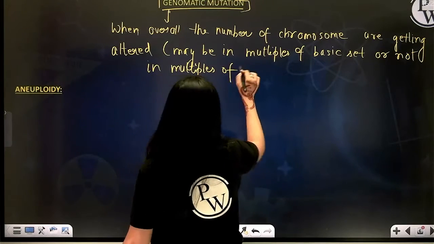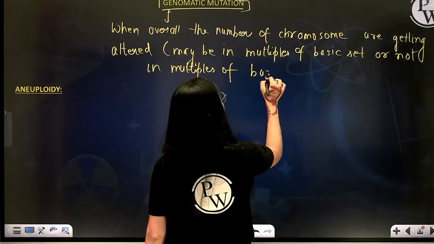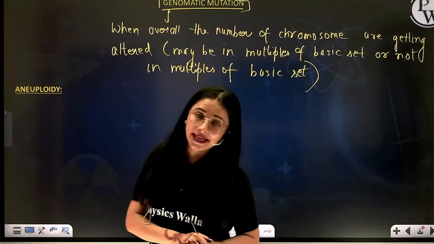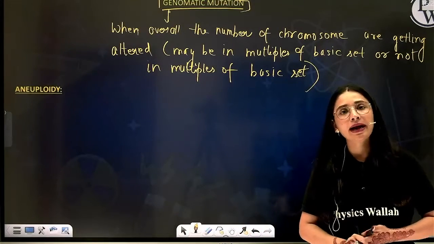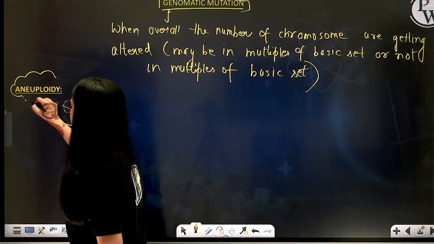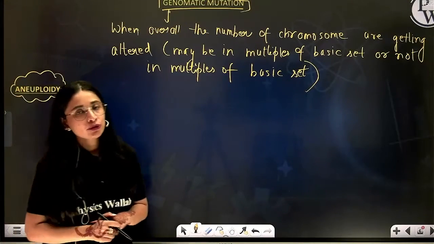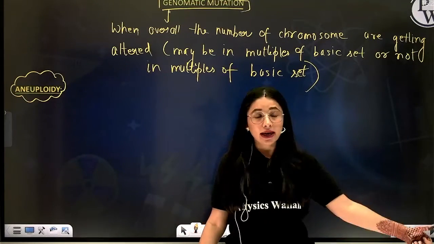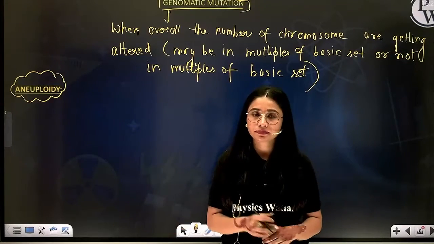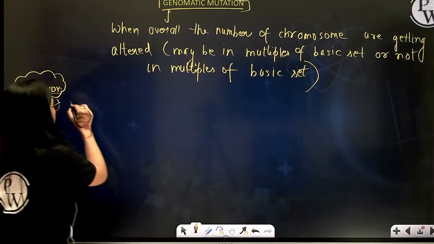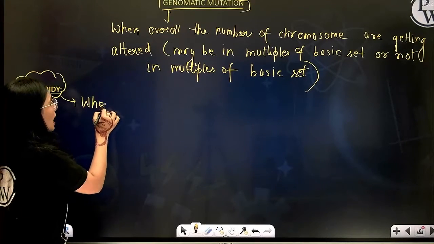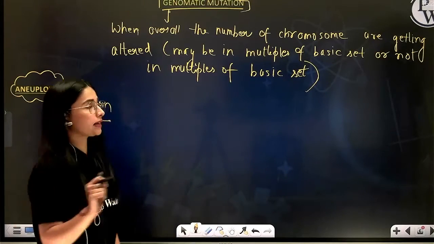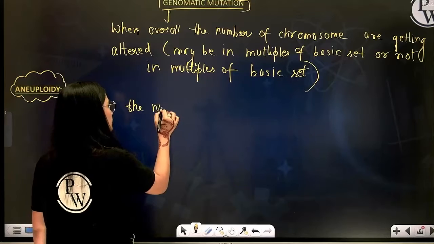So इसका क्या मतलब है? What does this line mean? Multiples of basic set. चलो. So in order to explain this, I will explain first the two types of genomatic mutation, Aneuploidy and Euploidy. So genomatic mutation can be broadly divided into two categories, that is Aneuploidy and Euploidy. Aneuploidy means beta when the number of chromosomes are changing but not in multiples of basic set.